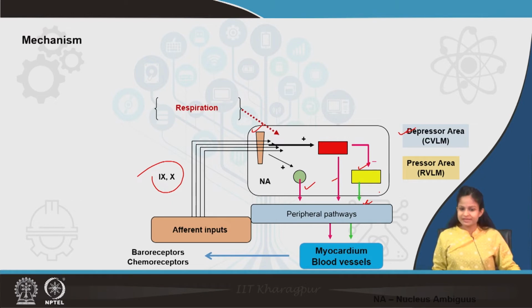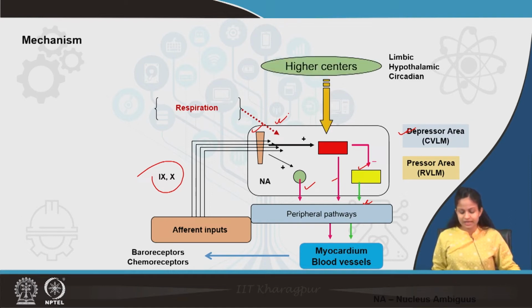Now, respiration is something which usually directly affects the vasomotor center, because of the chemoreceptors, the central chemoreceptors which are present in the medulla. And also there are higher centers like the limbic centers and hypothalamus, where several activities go on, such as the circadian rhythm, and they also affect these baroreflex pathways.